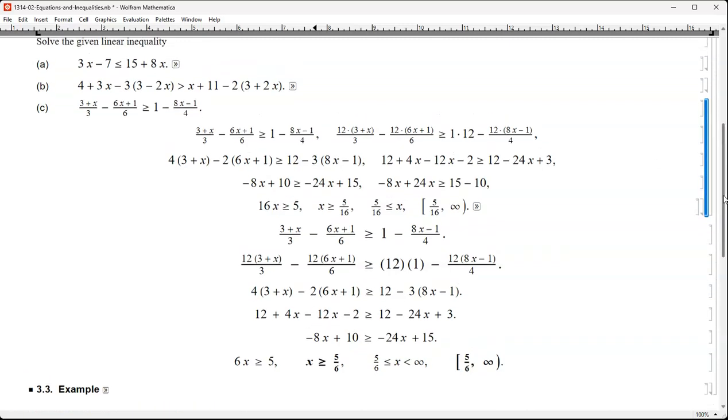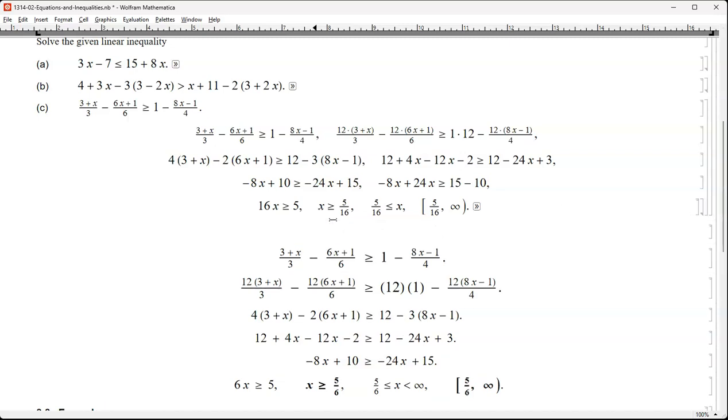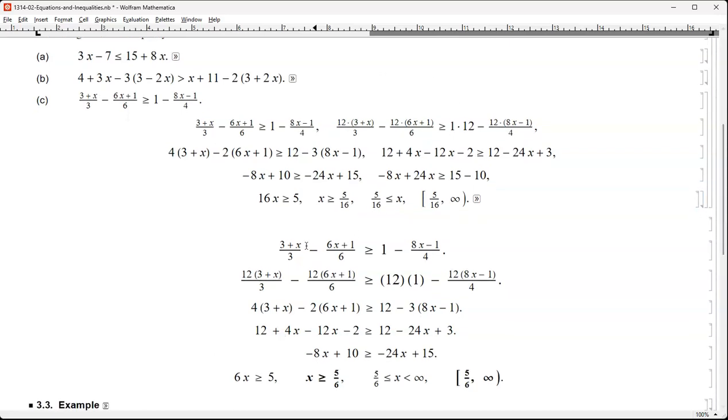Here's a challenge for you. Correct solution up here, and then the solution I just did. I just made a mistake, but I can't find it. Now it's your chance to become better than your teacher. Find the mistake. Stop the playback and find the mistake. I'll stop the recording and find it too.